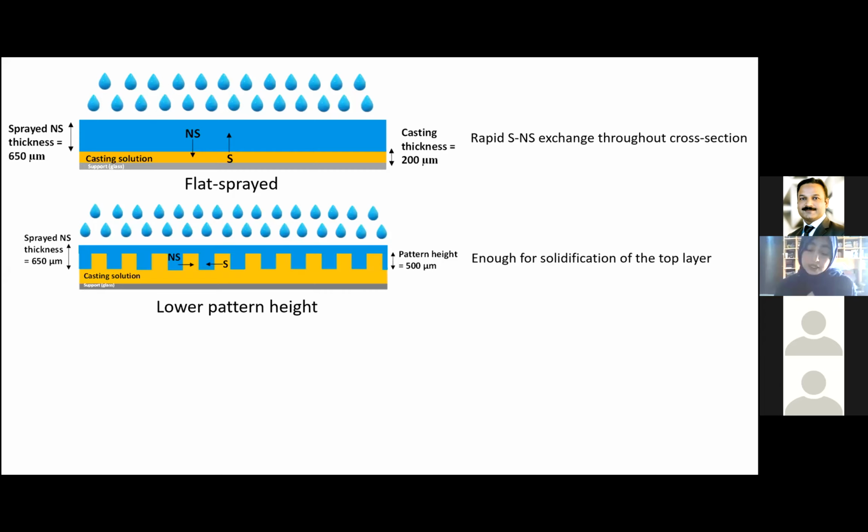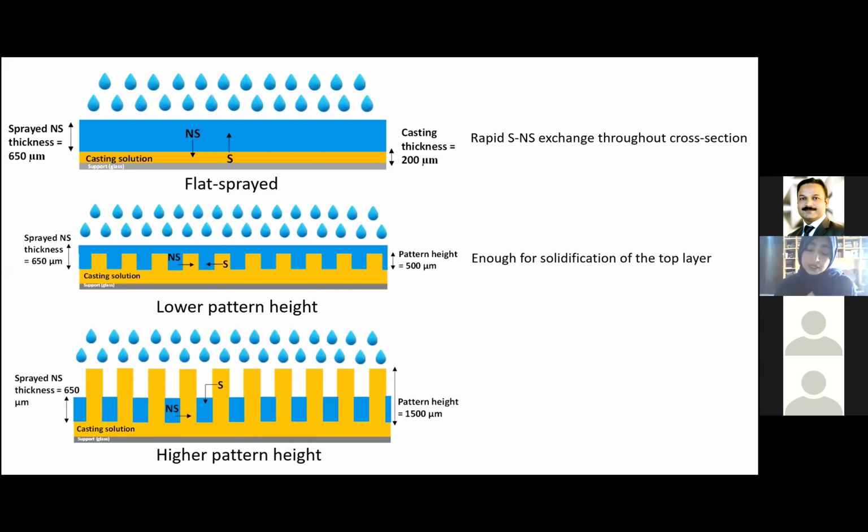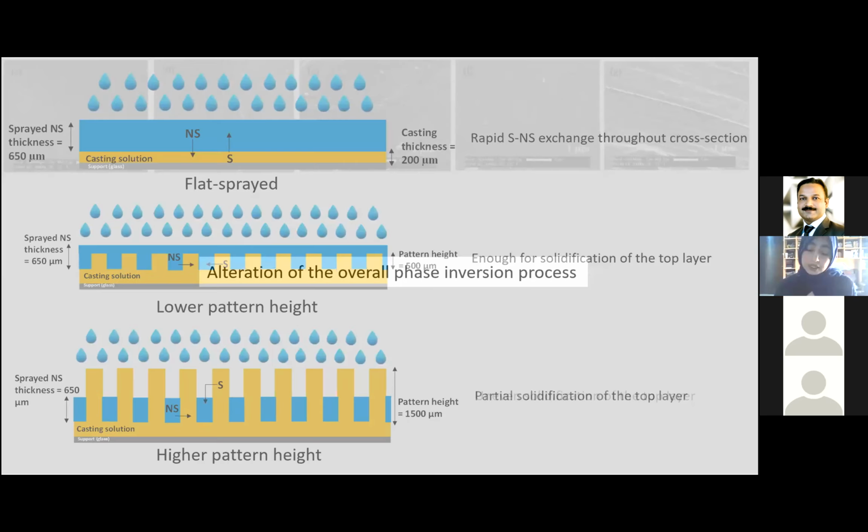With the increase in the pattern height, it was then again partially delaying the phase inversion of the top layer, because the non-solvent and solvent from all of the sides could enrich the non-solvent and delay phase inversion. However, it could give us that understanding, and spraying is also a process that is not equal to the conventional phase inversion that we have.